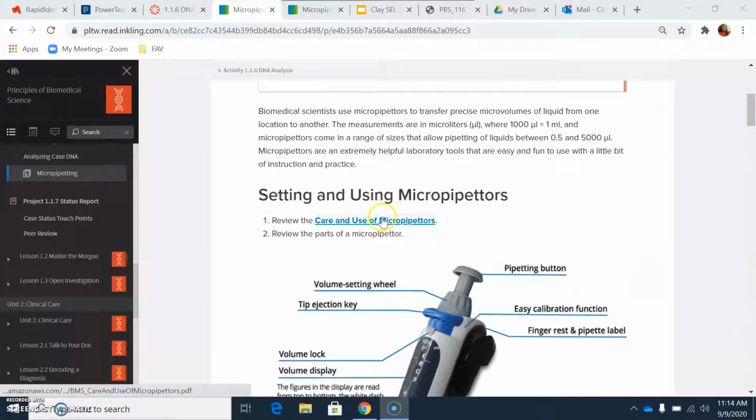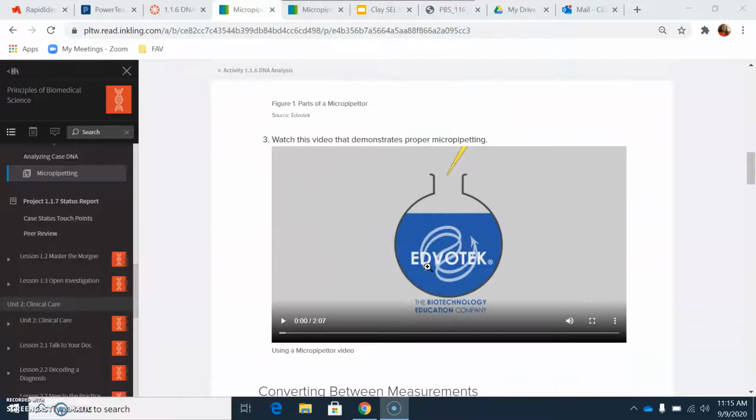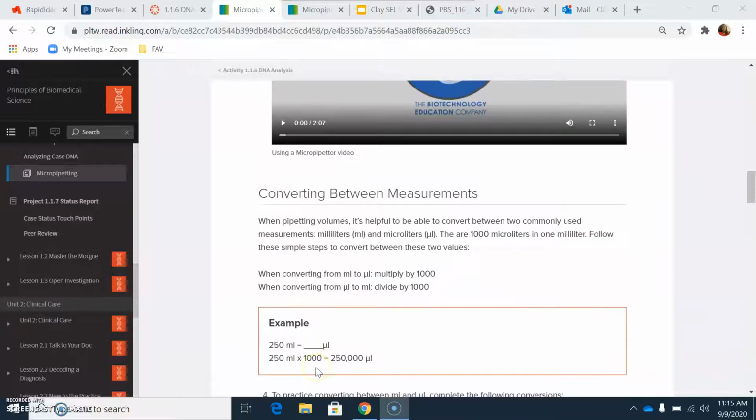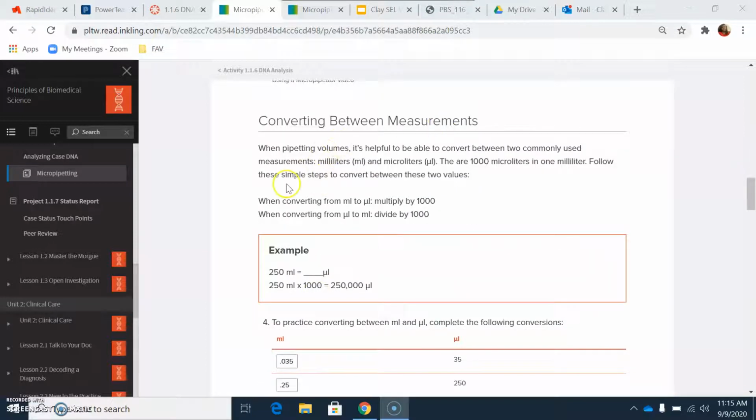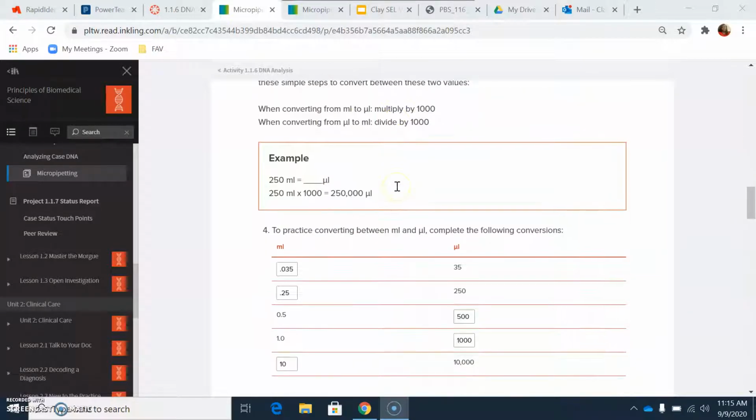So you're reviewing how to take care of a micropipette, review the parts of it. You're watching this video, which is 2 minutes. You're converting between measurements, so you're practicing. So when pipetting volumes, it's helpful to convert between 2 commonly used measurements, which are milliliters and microliters. There are 1,000 microliters in 1 milliliter, so you're following these steps to practice with conversion. So when converting from milliliters to microliters, you multiply by 1,000. And when converting from microliters to milliliters, you divide by 1,000.